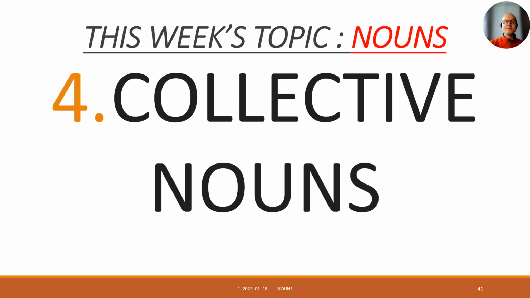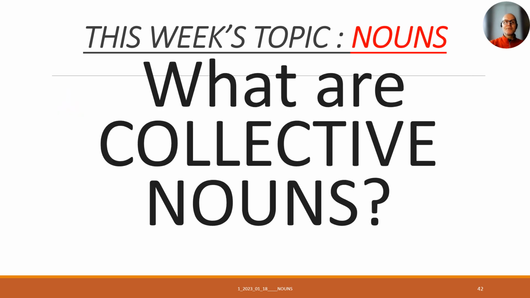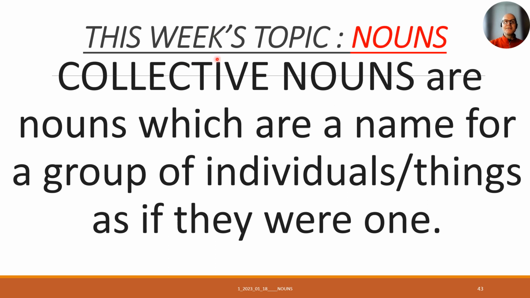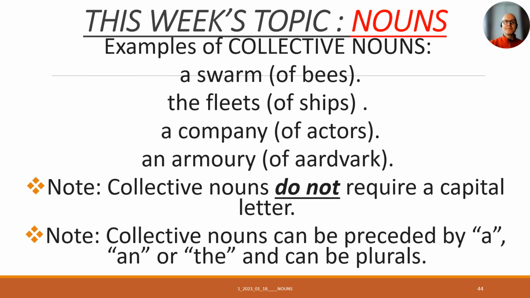Collective nouns. What are collective nouns? Collective nouns are nouns which are a name for a group of individuals or things as if they were one. Here's some examples of collective nouns. A swarm is the collective noun for bees.